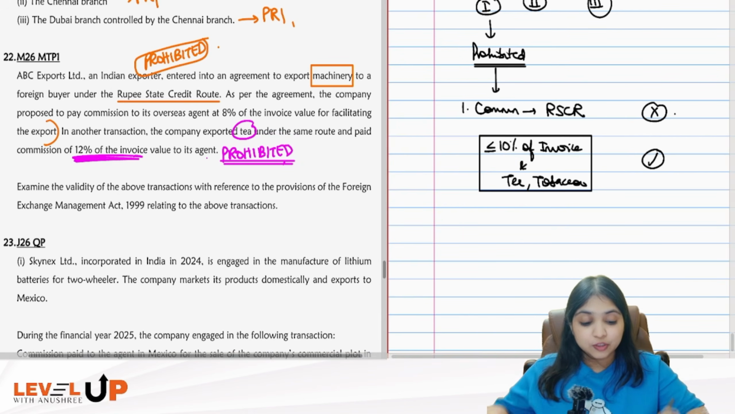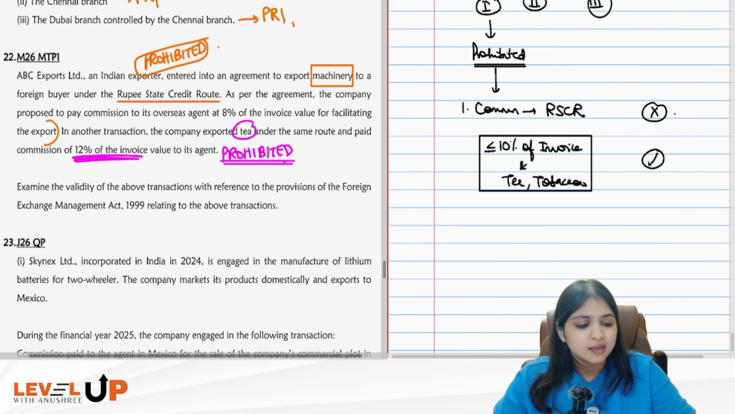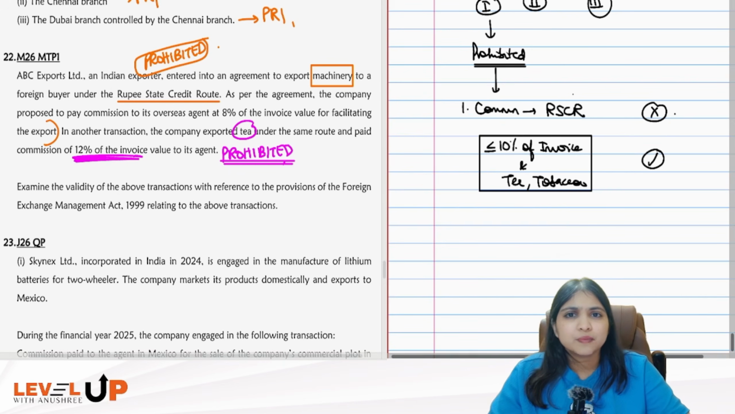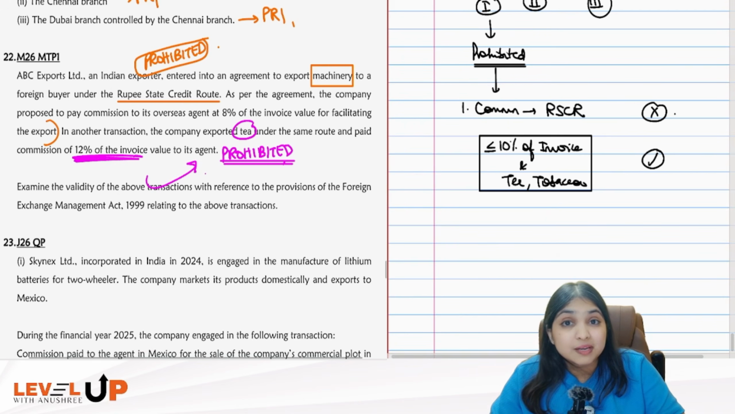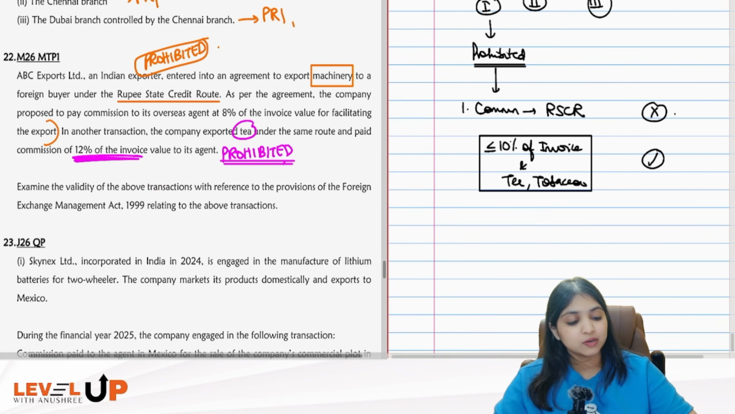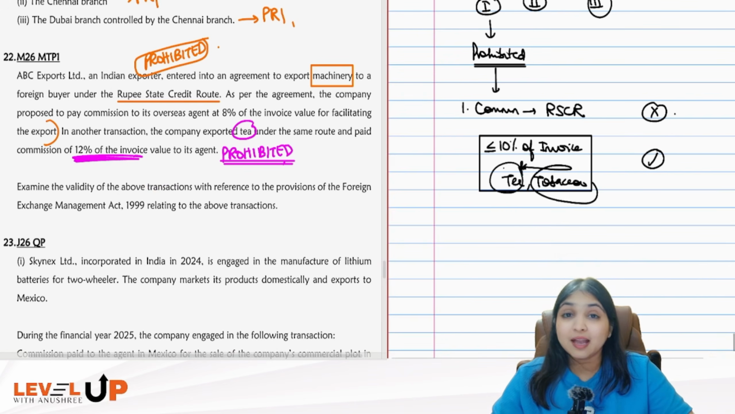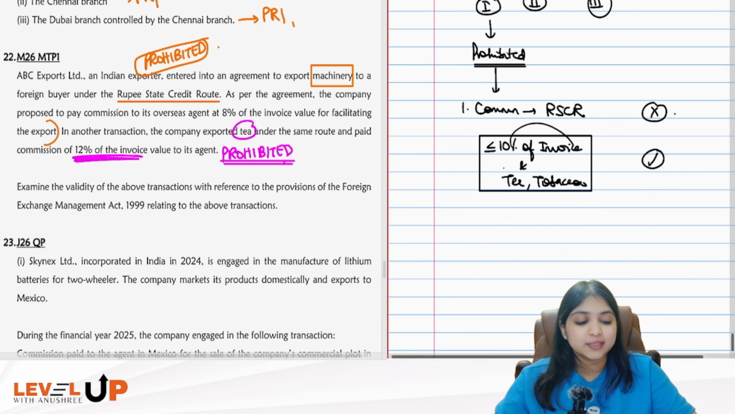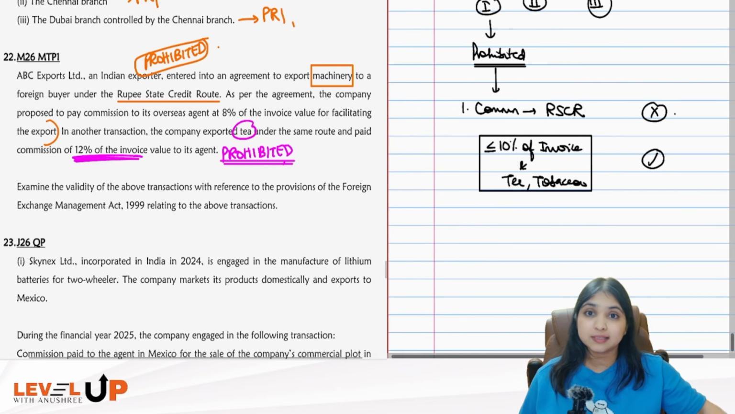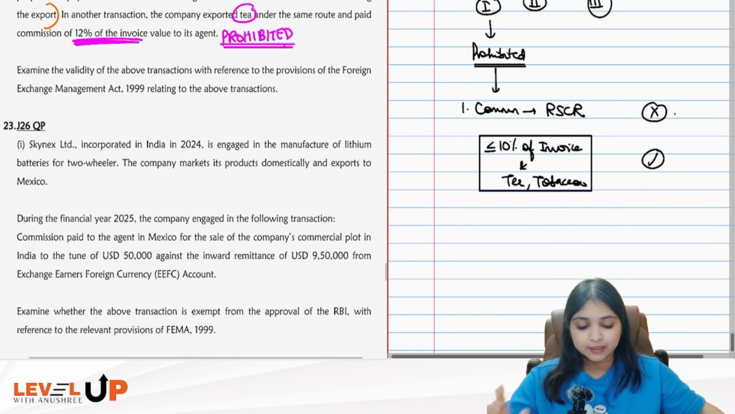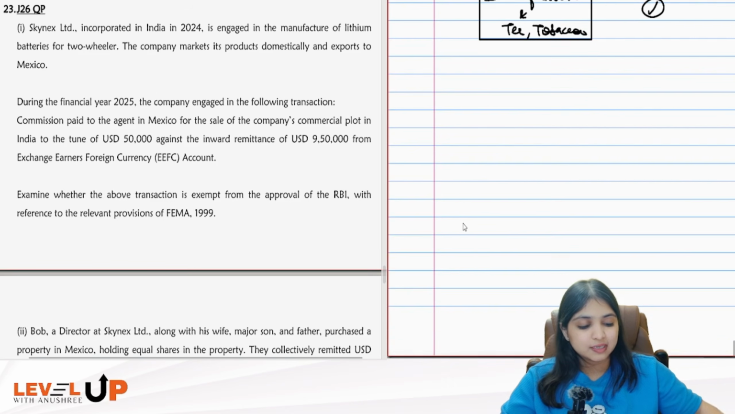Getting the point? So the first transaction is prohibited because drawal of foreign exchange for commission under rupee state credit route is anyways prohibited. The second will also become a prohibited current account transaction because, yes, no doubt the goods are tea and tobacco, but the commission is more than 10% of the invoice value. So even here it will become a prohibited current account transaction, prohibited under schedule 1. Okay. Then come to question number 23.